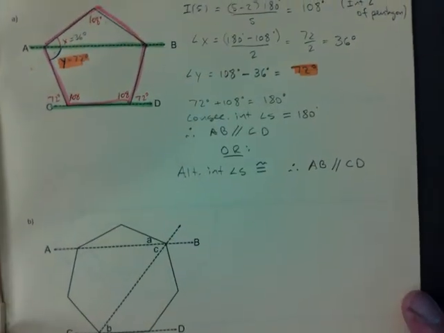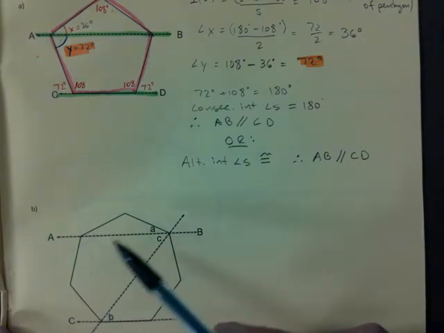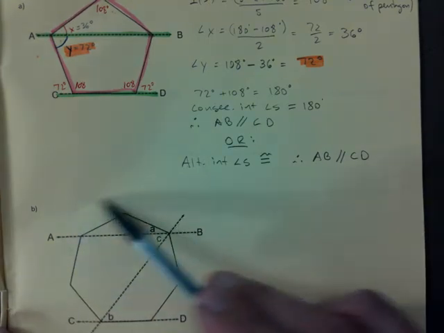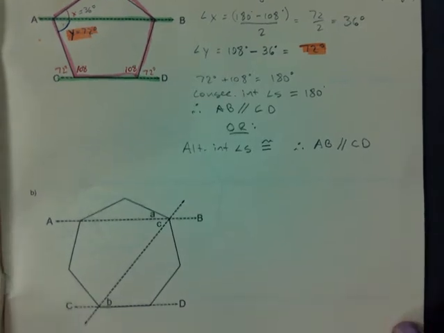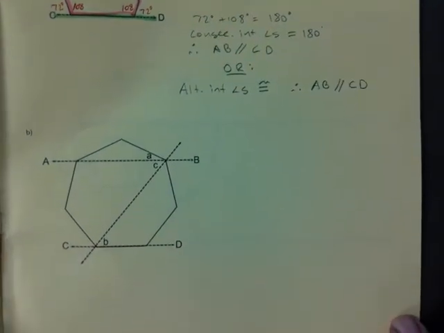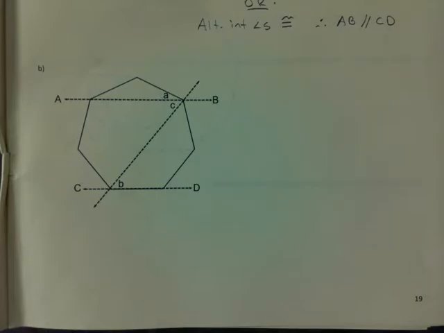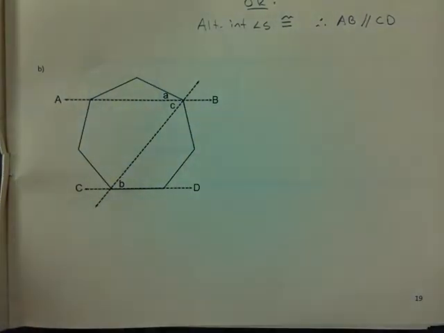How about I pause here for a bit and I let you do this exact same thing with this one. Try to give this a try. How could you show that AB is parallel to CD? How would you do that? So I'm going to give you about 5 minutes. Just answer it.